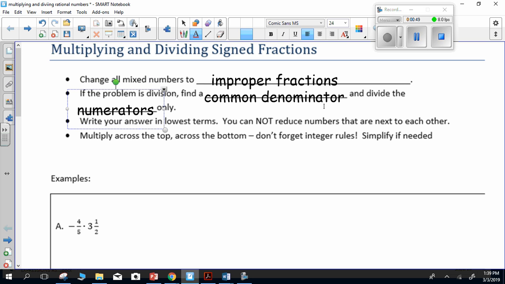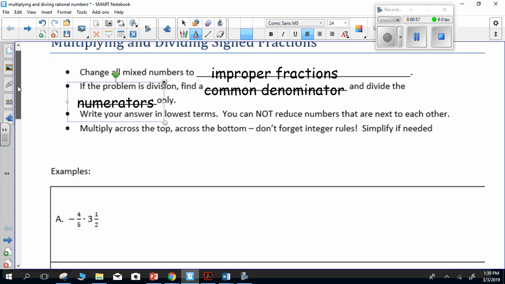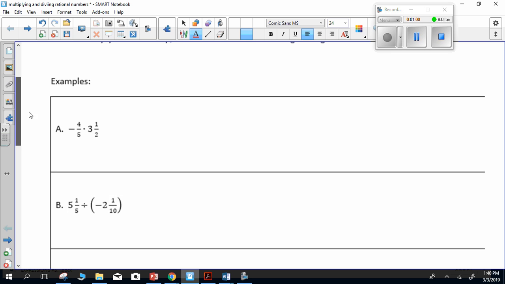You can't reduce numbers that are next to each other, like 2/3, 3/4, 4/5, and so forth. And you multiply across the top, multiply across the bottom, and don't forget your integer rules. So that's the only thing new that you're really going to have to remember, those integer rules. So if we look here, this is a multiplication problem.